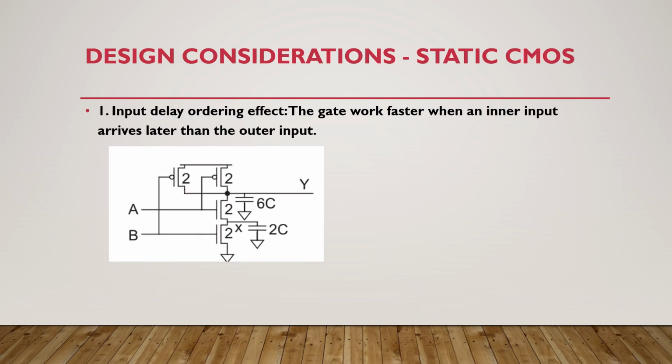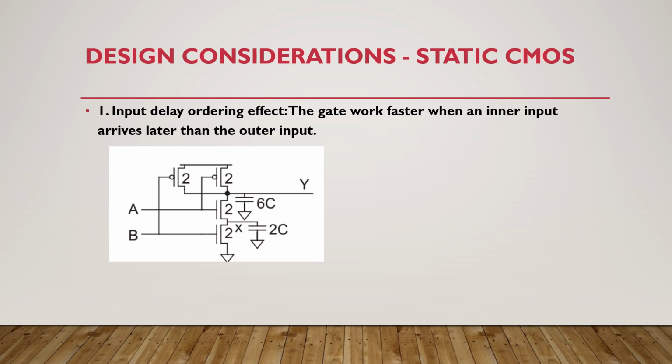So design considerations, we have many things: that is input delay ordering effect. Next we are going to see how to convert a symmetrical gate to an asymmetrical gate, then what are skewed gates, and finally we are going to see P by N ratios. These are all the important things we have to consider while designing static CMOS. First, what is meant by input delay ordering effect?